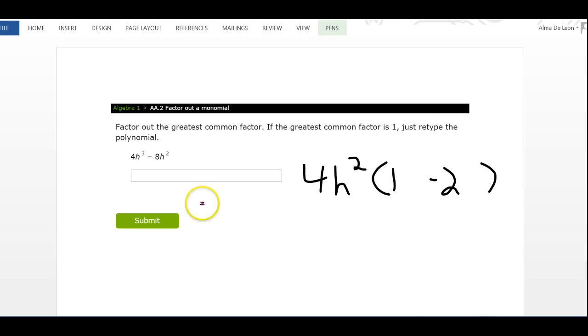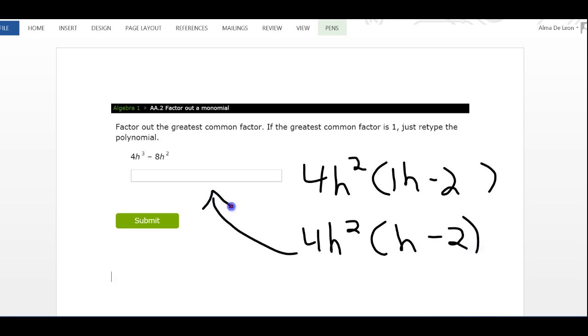If I take out 2 H's from the first term, since I had 3, I'm only left with 1. And if I take out 2 H's from the second term, since I only had 2 there, then I don't have any more H's left. Okay, so I'm going to rewrite this. This is the same thing as saying 4H squared times, instead of saying 1H, I'm just going to write H. I'm going to imply there's an invisible 1 in front of it, minus 2. And that is what I would type in here, and that is the correct answer. Very easy. Okay, let's do one more.